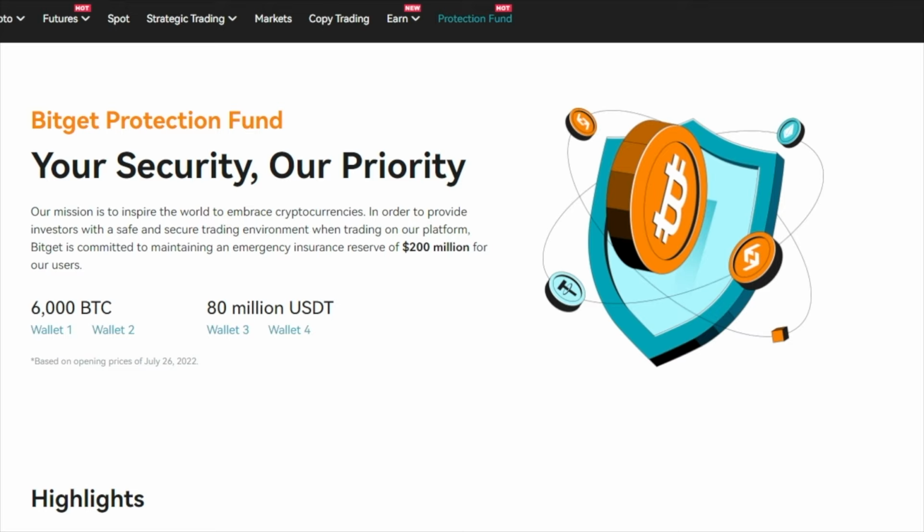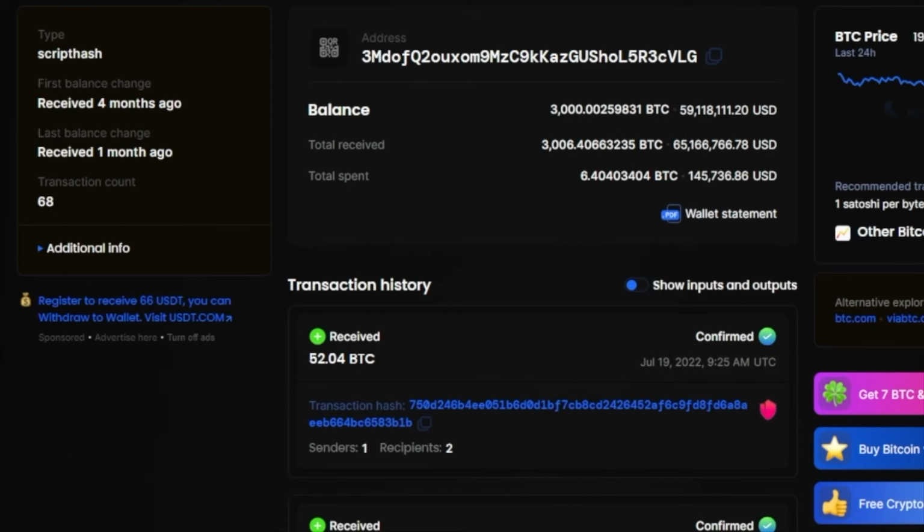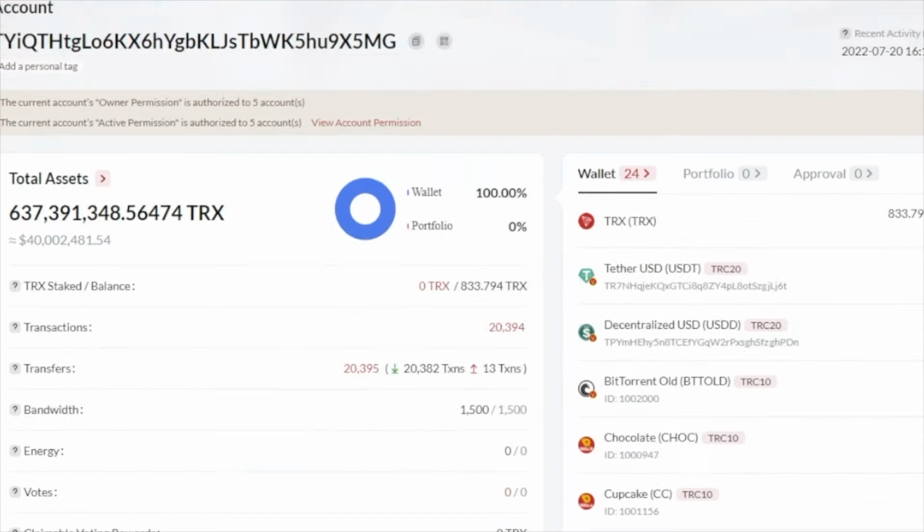The Bitget Protection Fund has over 200 million in emergency reserve funds to protect users when the losses are not a consequence of their own actions or behavior on the platform. This is made up of over 6,000 Bitcoin and 80 million USD in publicly visible assets. Publicly visible assets in the wallets basically means that you could go on the blockchain and see that those are their wallets, so you know that they have the money.